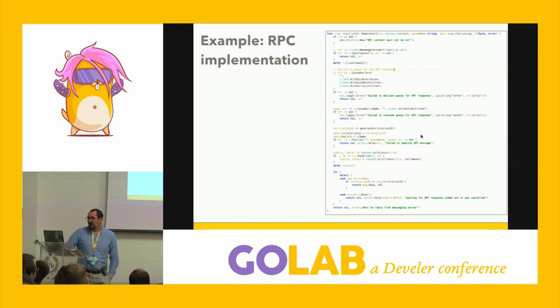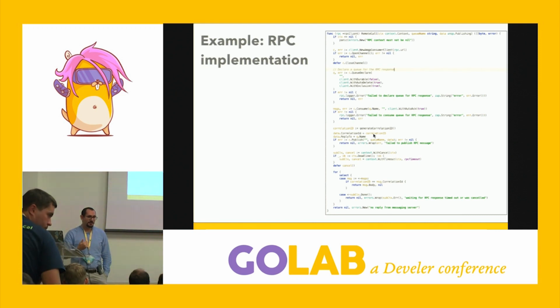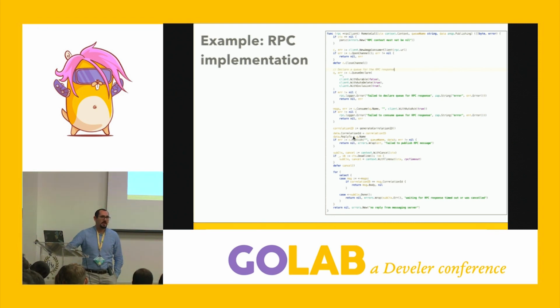And then basically what you're saying is that you're attaching to the payload some metadata like the correlation ID, which is a unique ID that you need to make sure that the RPC response is the one you're looking for, and the reply to, which tells the consumer, like the RPC implementer on the other side of the RabbitMQ, to know where to respond. And this is how we implemented that.